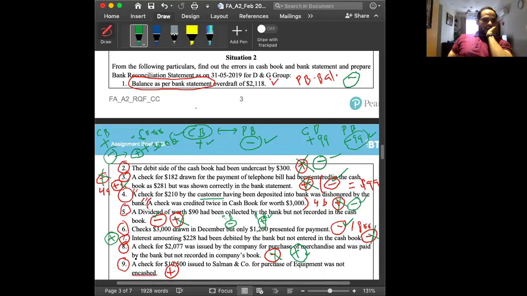Number 9, a check for 10,500 issued by this company for purchase of equipment was not encashed. Some of you said plus, but it's minus, not plus. So that's all. Now tell me, what is the balance as per cash book? How much?